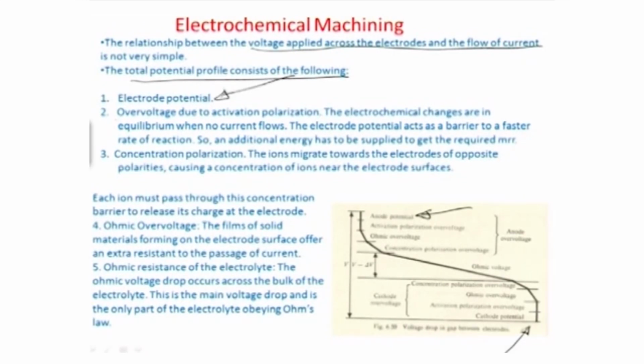The second component is a drop, which is because of a sort of activation polarization. What that means typically is that the electrochemical changes are in equilibrium when no current flows. Okay. And there is a barrier potential, which is also the zeta potential. We have developed a lot of formulations on this before, and this basically is a barrier to a faster rate of reaction, and this barrier has to be crossed. Okay. So, the zeta potential barrier which has been made has to be crossed in order for the ions to start exchanging with the solution. So, an additional energy has to be supplied to get the required MRR.